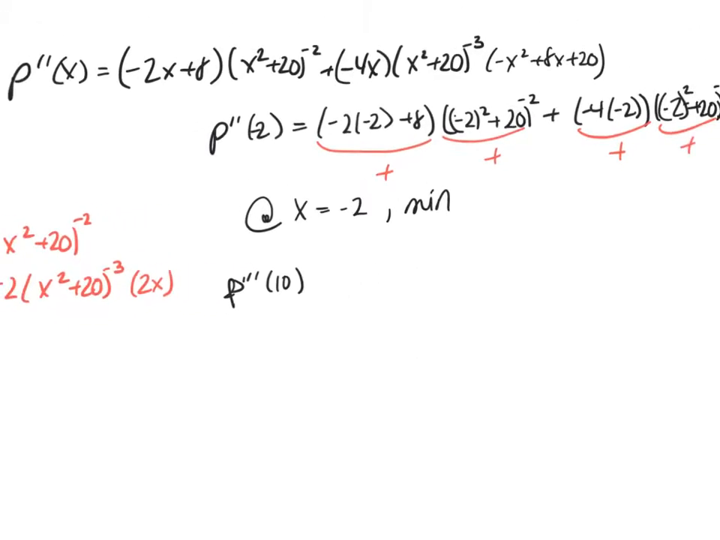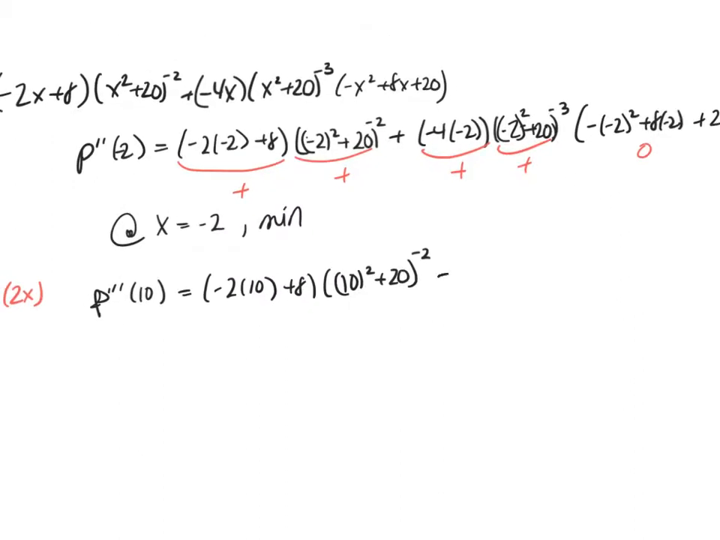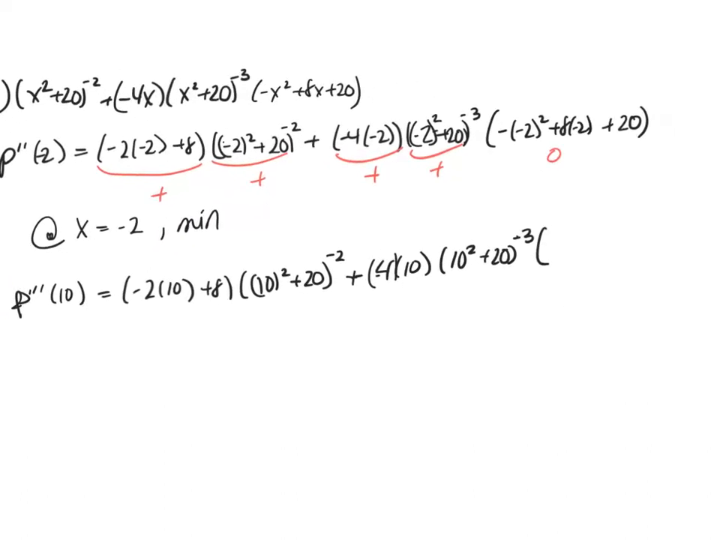So when I put that in there, I'm going to get negative 2 multiplied by 10 plus 8. And then 10 squared plus 20 raised to the negative 2 minus 4 times 10 times 10 squared plus 20 raised to the, it's a negative there, raised to the negative 3, negative 10 squared plus 8 multiplied by 10 plus 20.